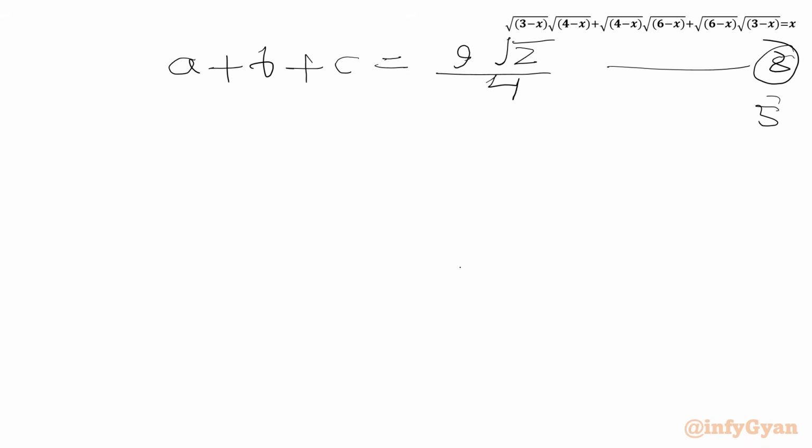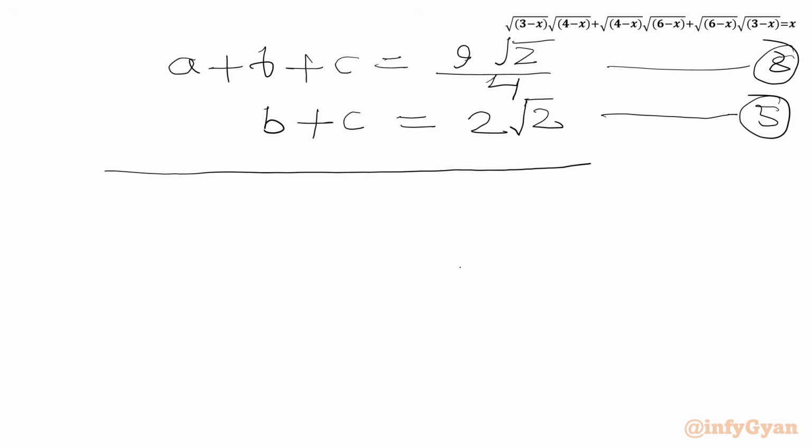Now we will write equation number 5. It is B plus C equal to 2 root 2. Here we'll write this is equation 5. Let's subtract 5th equation from 8th equation. So we will cancel plus and minus B, we will cancel plus and minus C. So there will be A only in the LHS.